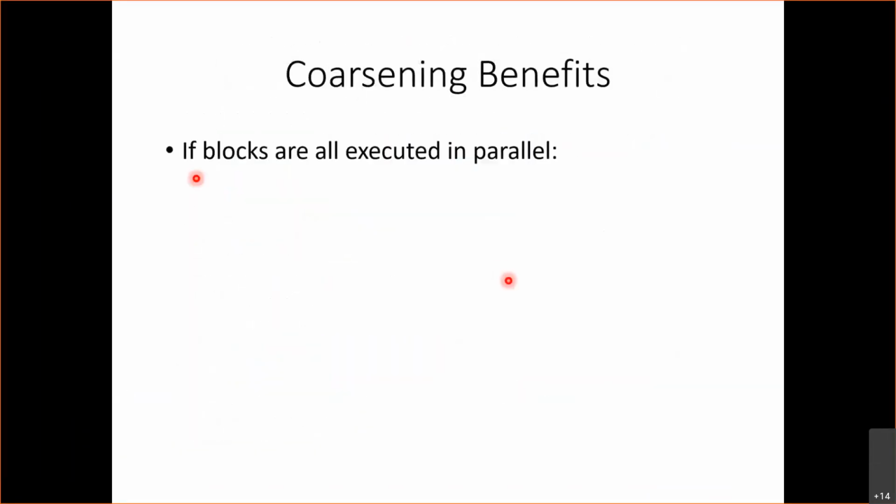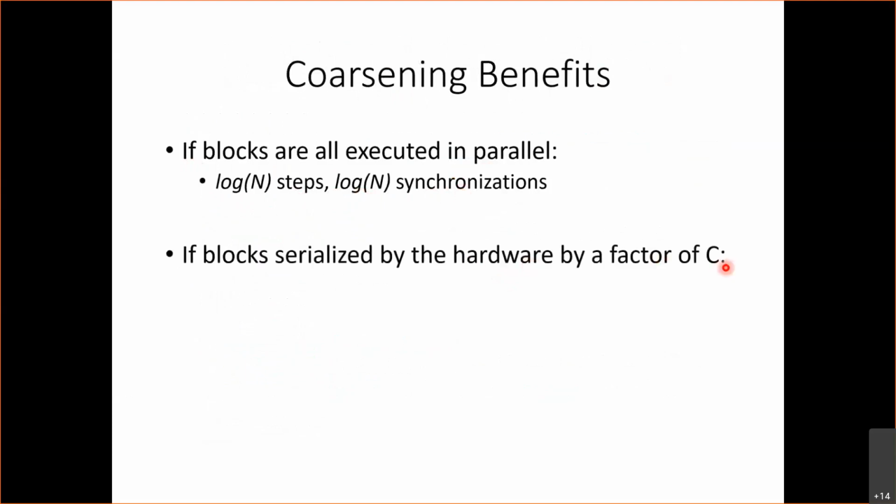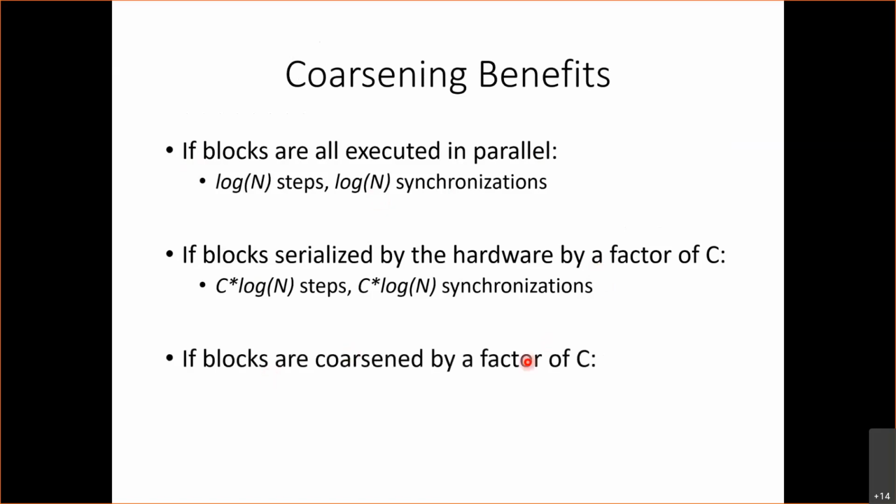And again, the benefit of coarsening is that in general, if all the blocks are executed in parallel, we need log n steps, and each step requires a synchronization, so we need log n synchronizations. If the hardware serializes the blocks by a factor of c, then each block is going to have log n steps and log n synchronizations, so I'm going to have c times log n steps and c times log n synchronizations. Here n refers to the number of elements that a block is responsible for. However, if I coarsen the block by a factor of C rather than letting the hardware serialize it, then I'm going to have 2 times C minus 1 initial steps, and then log n steps and log n synchronizations. So by coarsening, I've reduced the number of synchronizations, and I've also reduced the number of steps.